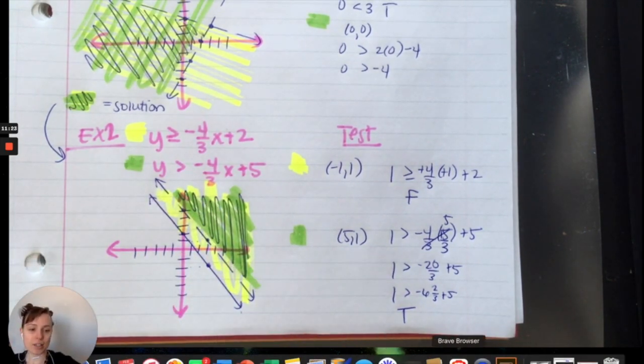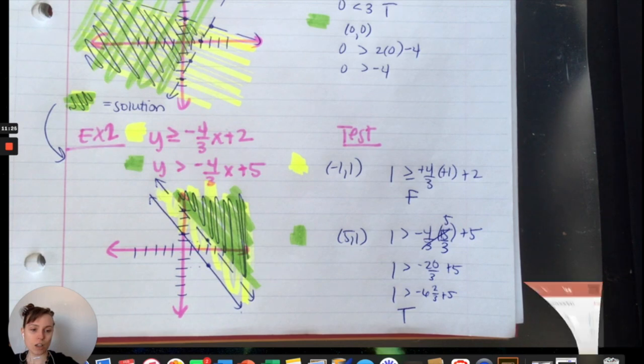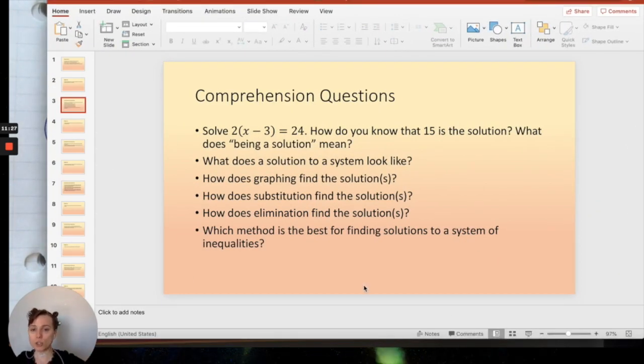So yay, we did a system. We did a system. And there's your comprehension questions. Is the same as before. So overall, which method is the best for finding solutions to a system of inequalities and to a system of equations? Which would you prefer?